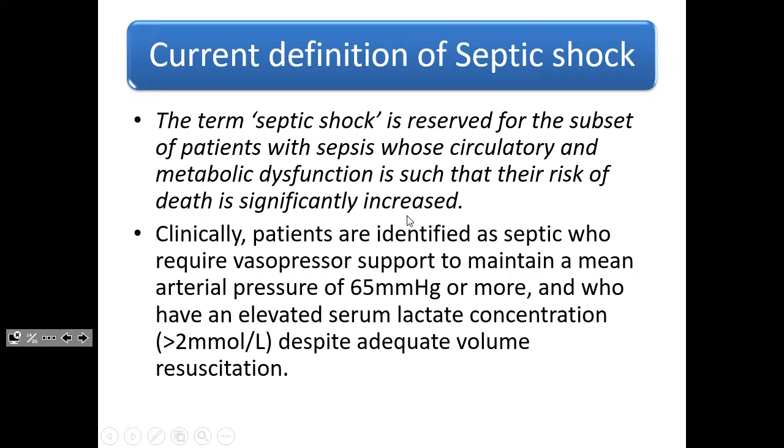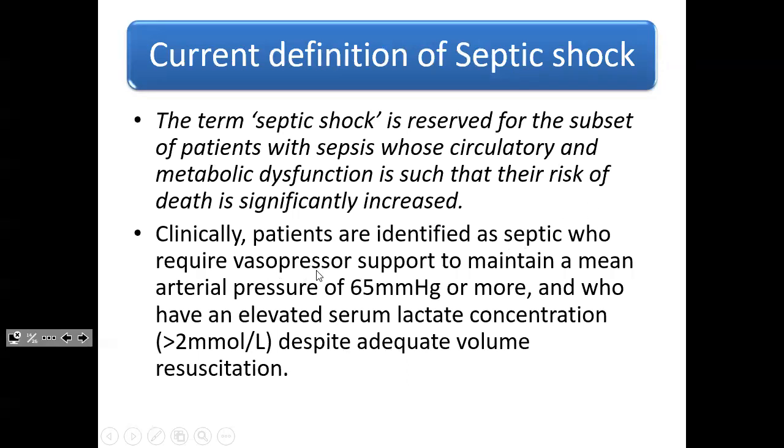The previous definition was sepsis plus persistently low blood pressure, despite resuscitation attempts with IV fluids. The current definition is this. This is for the subset of patients who have sepsis and their circulatory and metabolic dysfunction has become so much that their risk of death is significantly increased. That's why I covered that one. That one is much simpler to understand and remember. And they are identified as septic.